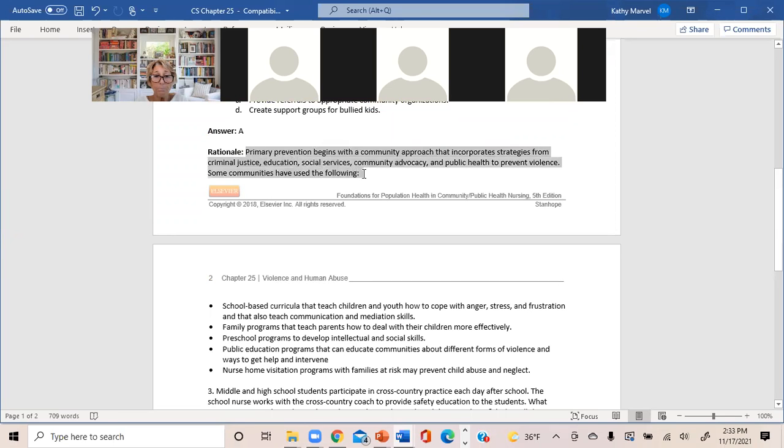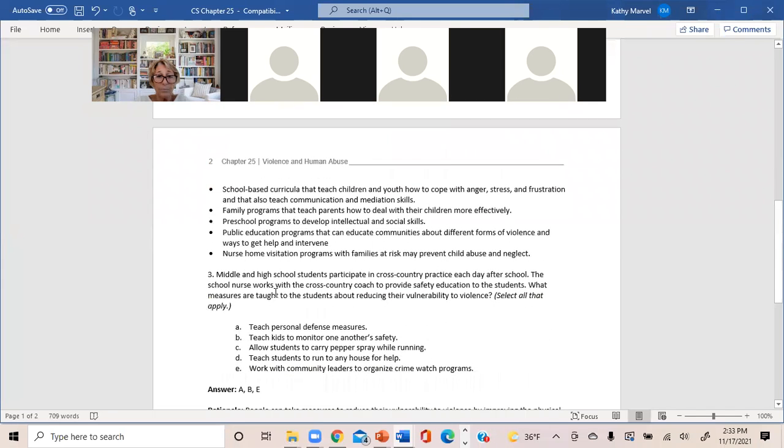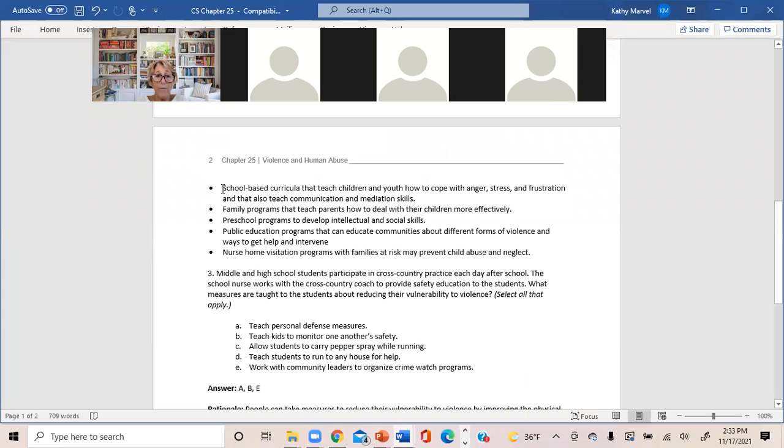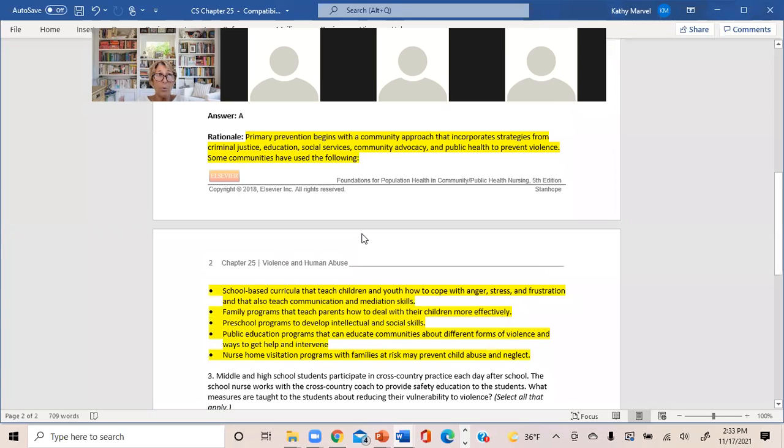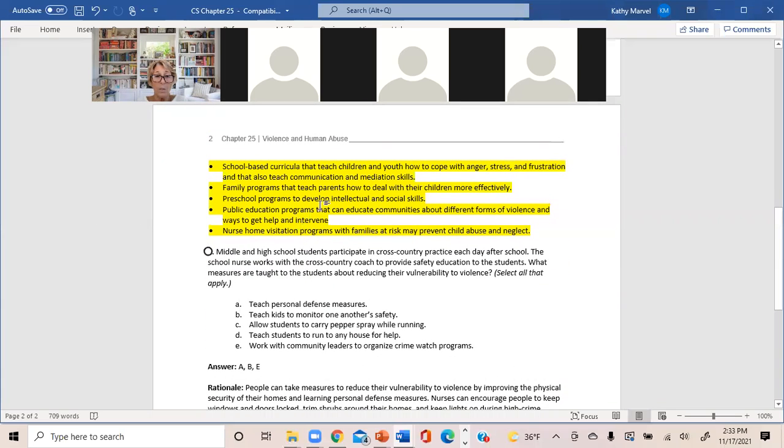Right? So this rationale, again, gives an excellent synopsis of primary prevention. All right? And look, it pulled right from the book. So it pulled from the book and put it in the rationale. Okay, so what are some ways that the community group can work to prevent violence? And here's the list we just went through in the book.